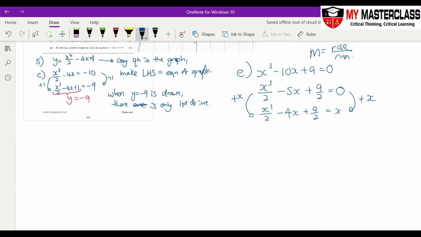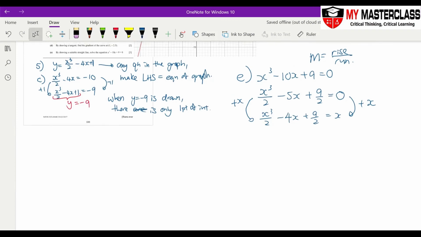Okay. Next is I want to have plus 1. Means my 9 over 2, I must take, now it's 4.5, right? I must minus away 3.5. x cubed over 2 minus 4x plus 1 equals x minus 3.5. Insert y equals x minus 3.5.